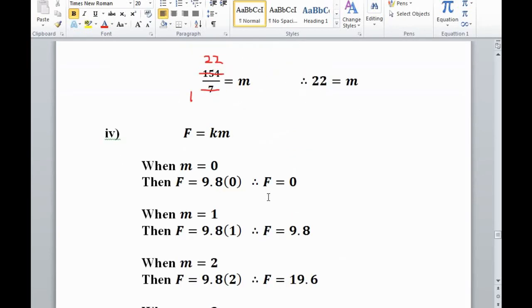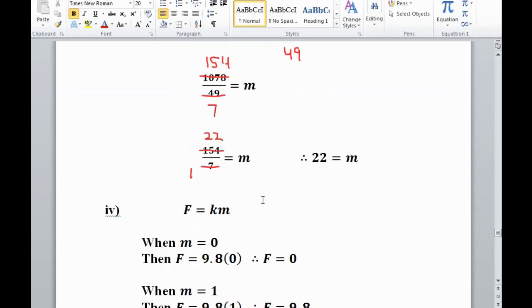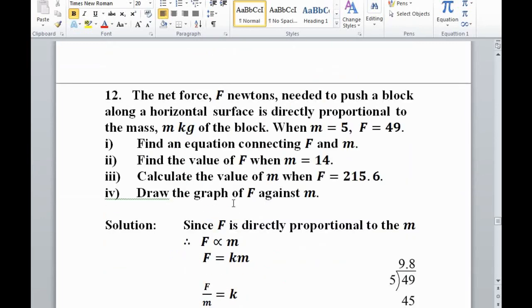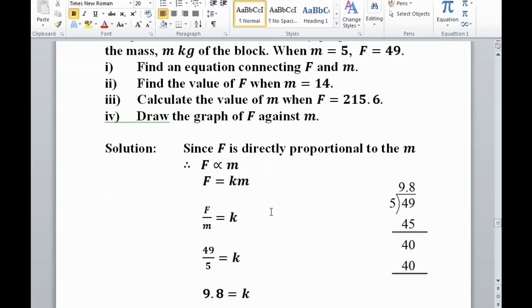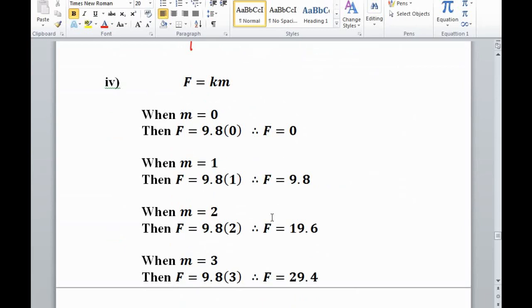Next, the fourth part of this question is to draw the graph of force F against mass M. I'll be taking this equation, which is F equals Km. So first let's calculate the values for M and F.